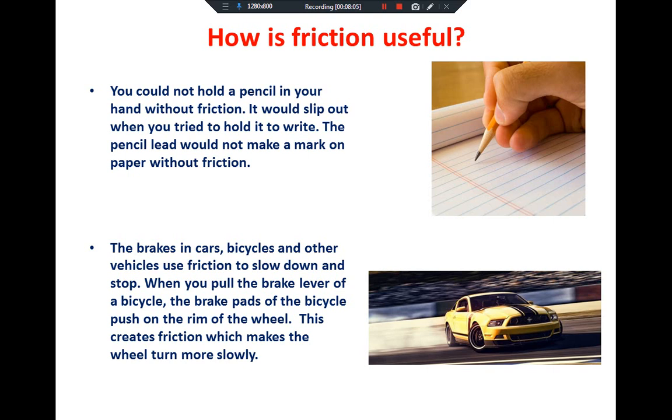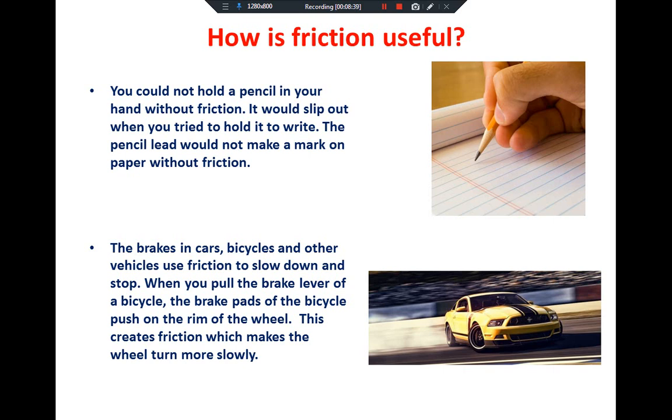piece of paper. Right now, if you're taking notes, be thankful for having friction, because you could not hold a pencil in your hand without friction. It would slip out when you tried to hold it to write. The pencil lead would not make a mark on paper without friction. So if there is no friction, you cannot write. If there is no friction, you cannot handle the pencil or hold it in your hand.